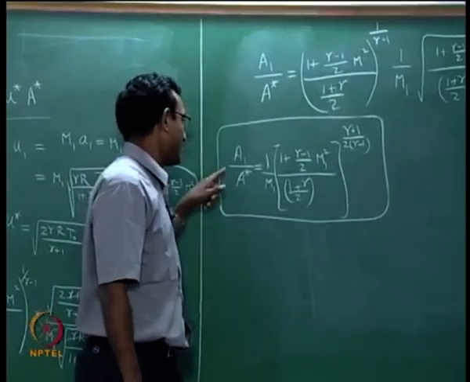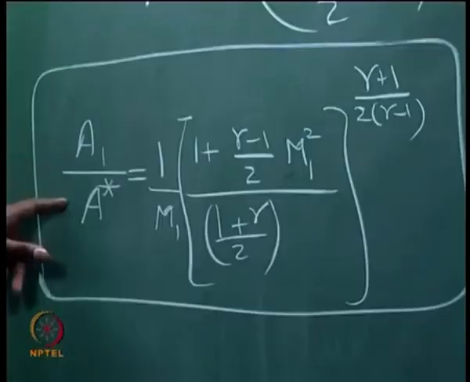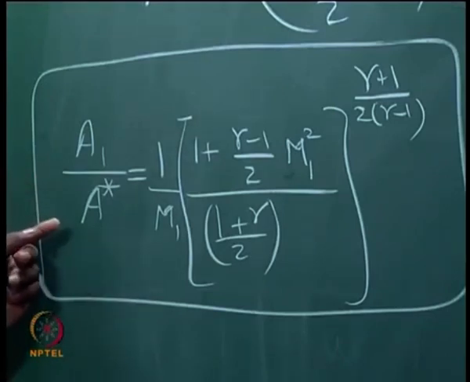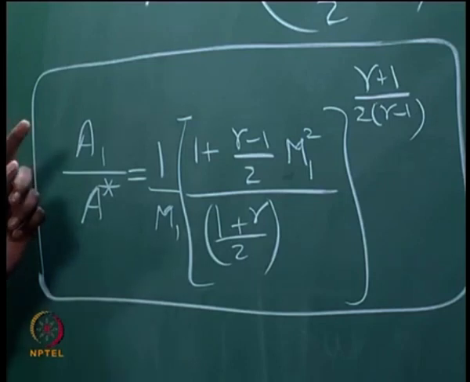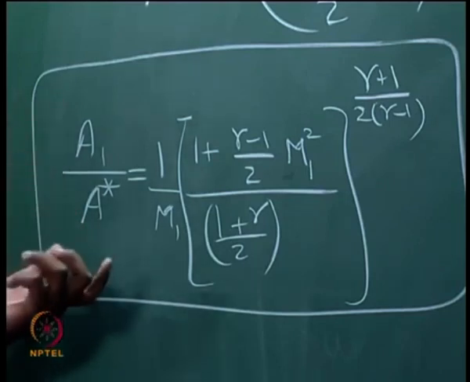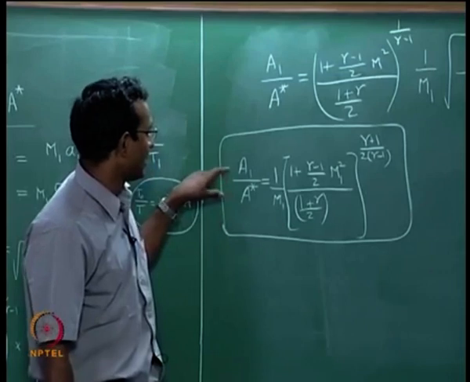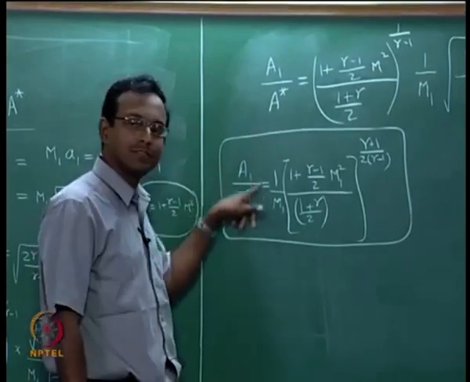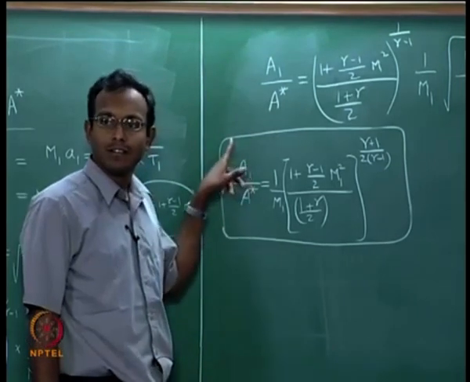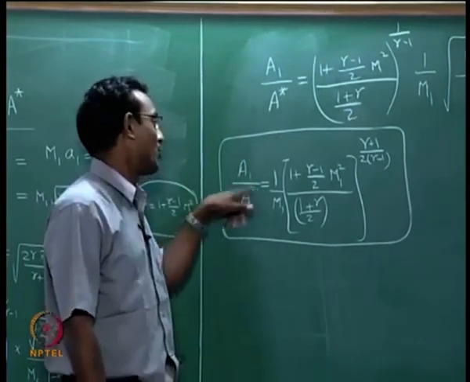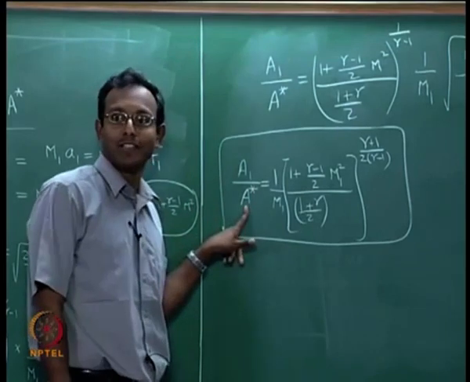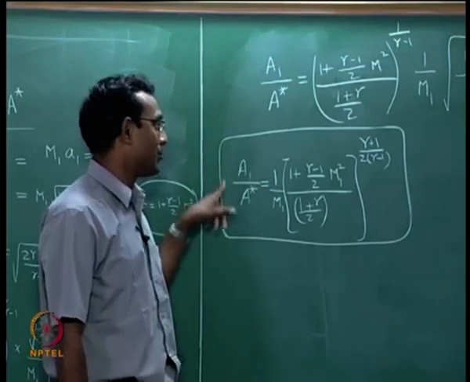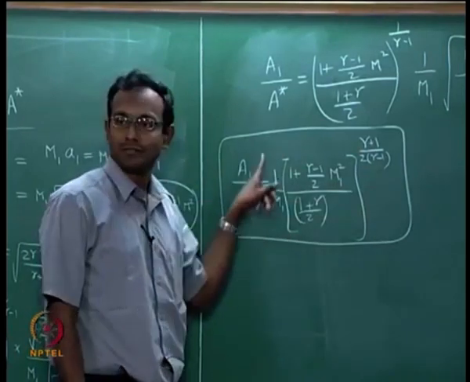I can say that area with respect to critical area, I am using the word critical for the first time. This is the area at choked condition. In compressible flows they use the word critical a lot. I am going to say the area divided by the critical area. Will this be more than 1 or less than 1? It will always be more than 1 because A star is defined to be the least area in your whole duct. So this function can never be less than 1.